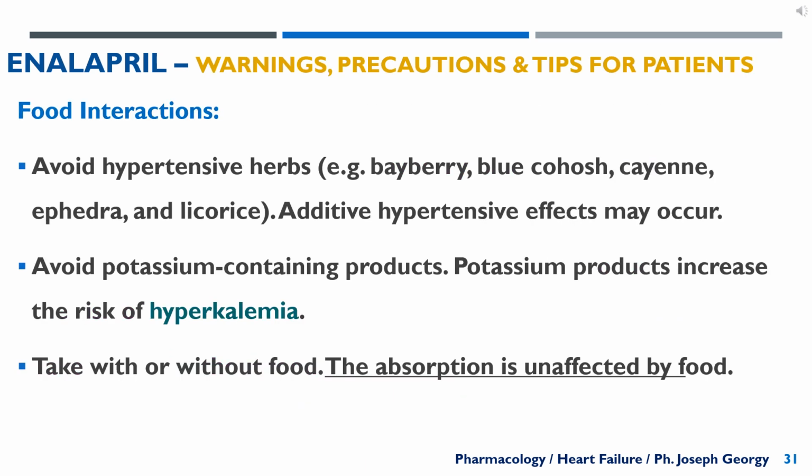Now we have some warnings, precautions, and tips for patients. Food interactions. We should avoid hypertensive herbs such as bayberry, blue cohosh, cayenne, ephedra, and licorice because they can lead to additive hypertensive effects. We should also avoid potassium-containing products because they increase the risk of hyperkalemia. And we can take enalapril with or without food because the absorption of this drug is unaffected by food.